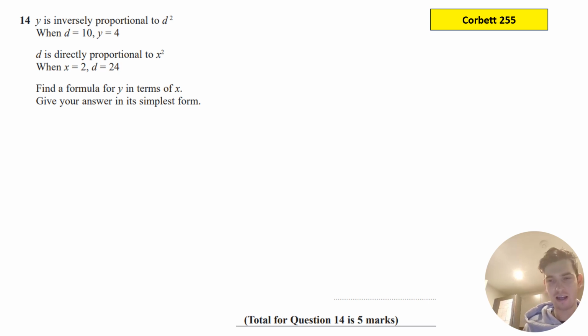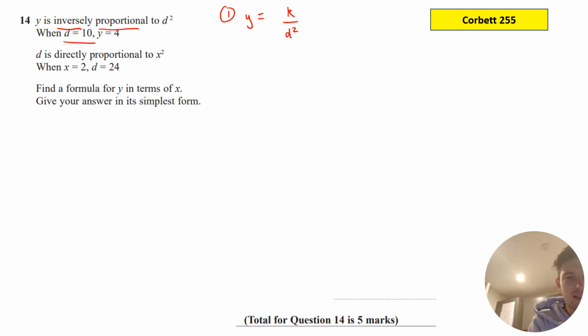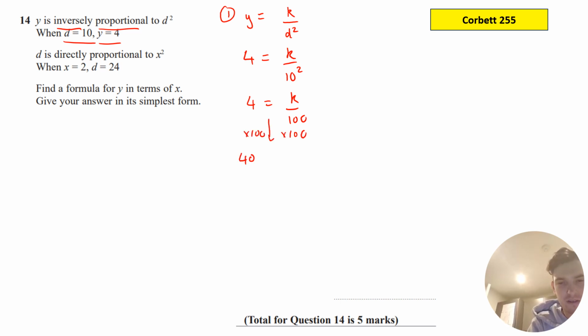Okay, direct proportion question. Again, did lots of this earlier this year, so hopefully we should have got lots of marks, and then there's only the final step that is a bit tricky. So y is inversely proportional to d squared. So step 1, let's write that out. Y is inverse, so k on the top and d squared on the bottom. Then when d is 10, y is 4. So sub those numbers in. 4 equals k over 10 squared. 4 equals k over 100. To find out what k is, times by 100. So let's rewrite that as y equals 400 over d squared.